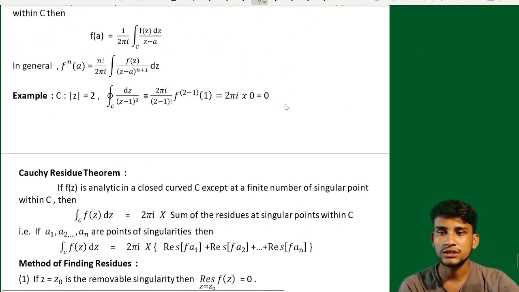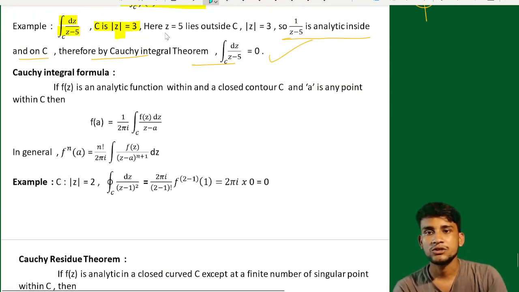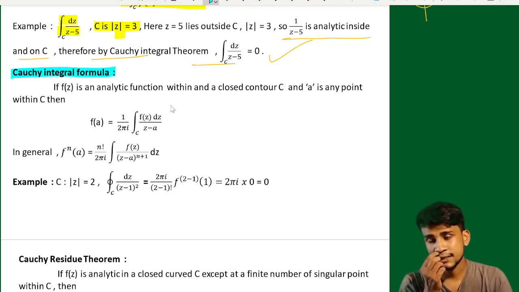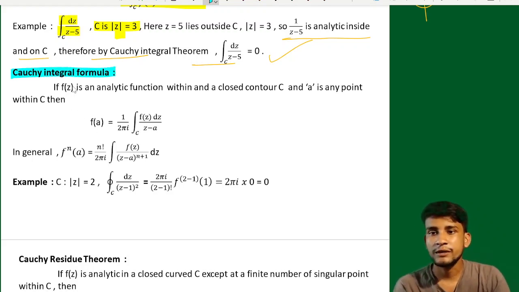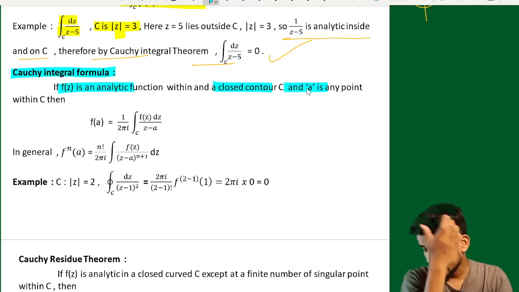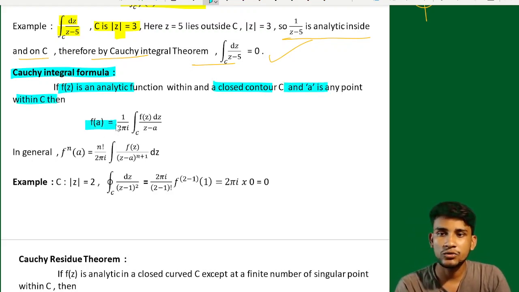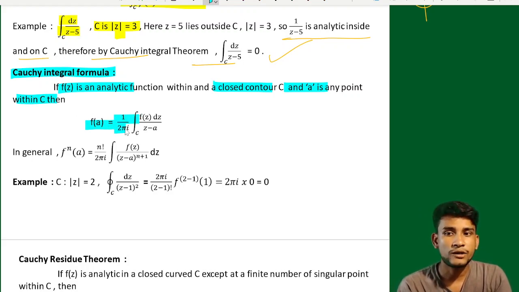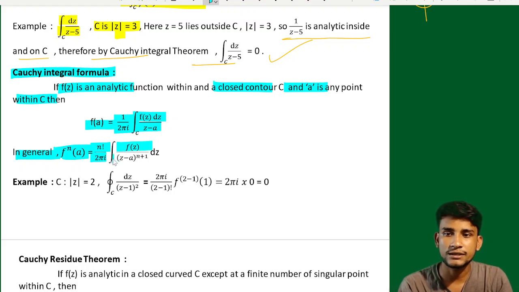Now it comes to the Cauchy Integral Formula. This is also an important result for integration. If f(z) is an analytic function within a closed contour C and a is any point within C, then f(a) equals 1/(2πi) times the integral of f(z) dz over (z-a), where a is the point of singularity. In general, f^(n)(a), that is if the pole is of order n, is equal to n!/(2πi) times the integral of f(z) dz over (z-a)^(n+1).